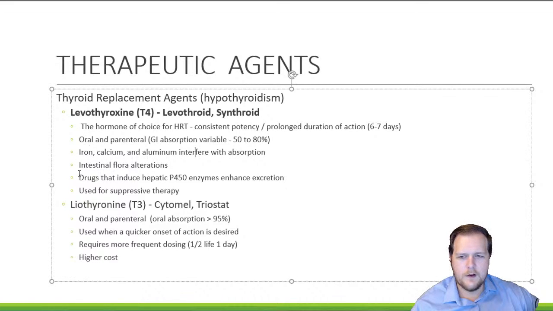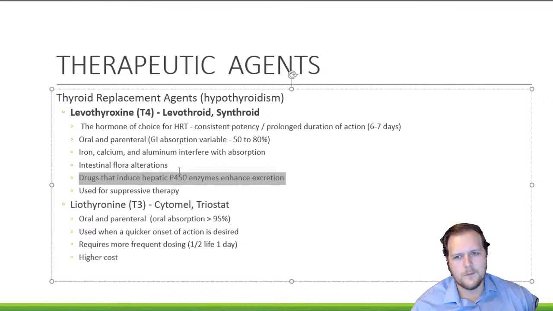Other issues you can run into here include things that induce the P450 system. So for instance, certain anti-seizure drugs can do this, can actually reduce levels of T4, get rid of it too quickly, and that can also worsen the hypothyroidism. So do want to be careful there.